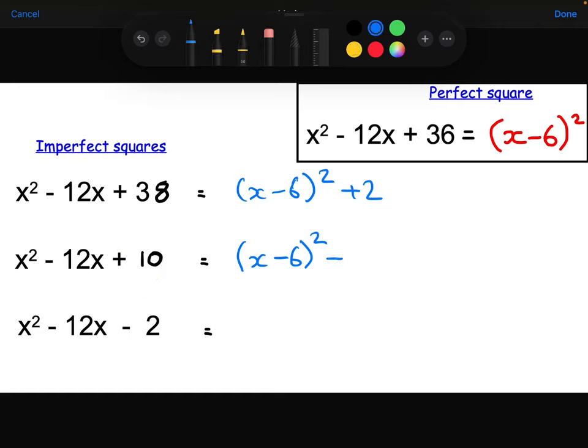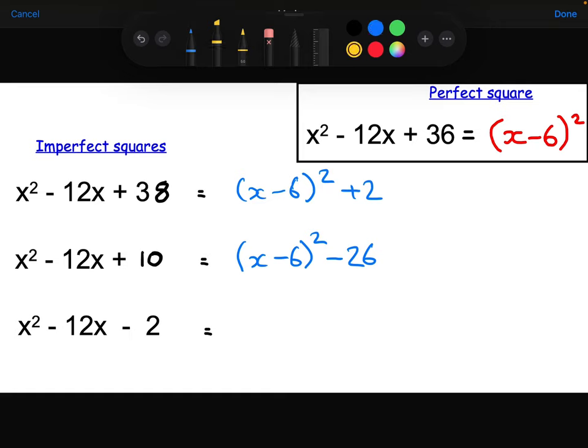So if I subtract the 36, that's going to get rid of the 36, and then add 10, well, the minus 36 plus 10 is minus 26. And so minus 26 is the adapting factor.